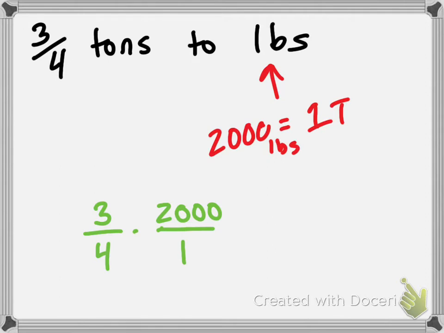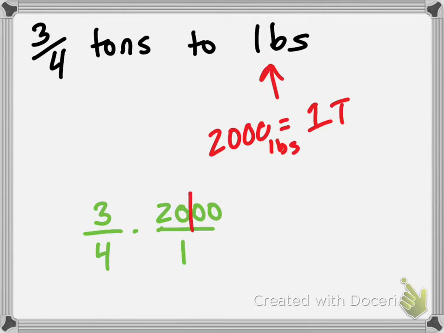Does anybody know a good step we could take before we multiply? Remember, what step, Lucas? What do we do? You can estimate. Amelia, let's cross cancel. What can I cross cancel? You can cross cancel 4 into 2,000. Yeah. So how many 4s go into 2,000?